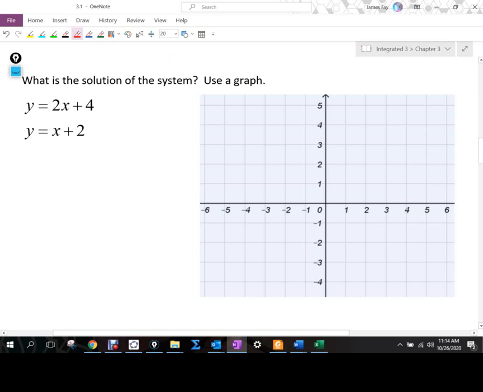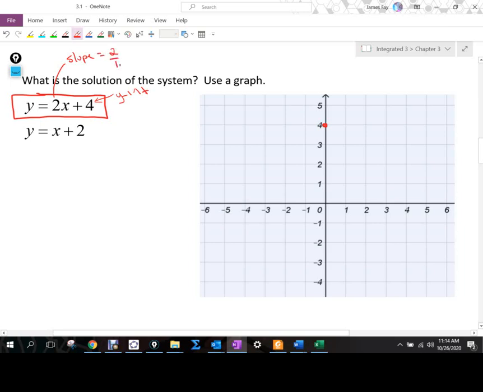Okay, so y equals 2x plus 4. So we're going to graph that one first. Okay, so what is my y-intercept? 4. Okay, that's your y-intercept. So that's where you cross the y-axis. So I'll go up to positive 4. Okay, now what is the 2? That's the slope. And it's 2 over 1, right? And they're both positive, correct?